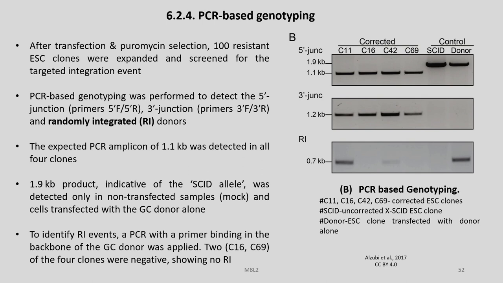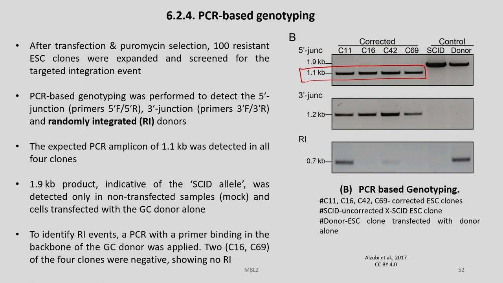So, in a PCR-based genotyping, after transfection and puromycin selection, 100 resistant ESC clones were expanded and screened for targeted integration events. A PCR-based genotyping was performed to detect the 5 prime junction, 3 prime junction, and randomly integrated donors. The expected PCR amplicon of 1.15 kb was detected in all 4 clones. A 1.9 kb product indicative of the SCID allele was detected only in non-transfected samples or the mock samples, and cells transfected with the GC donor alone.